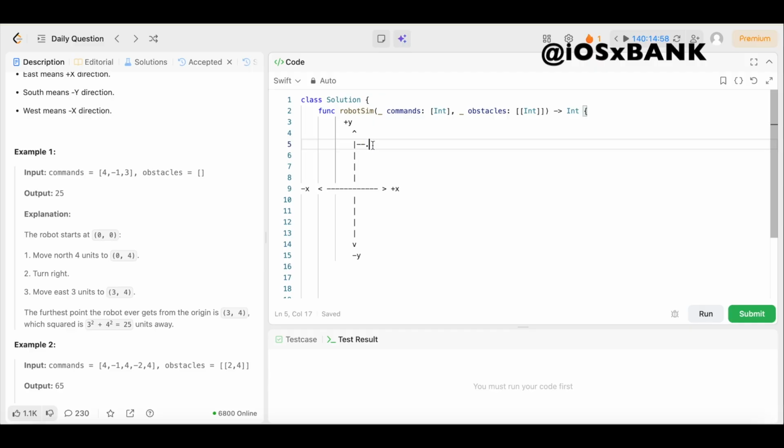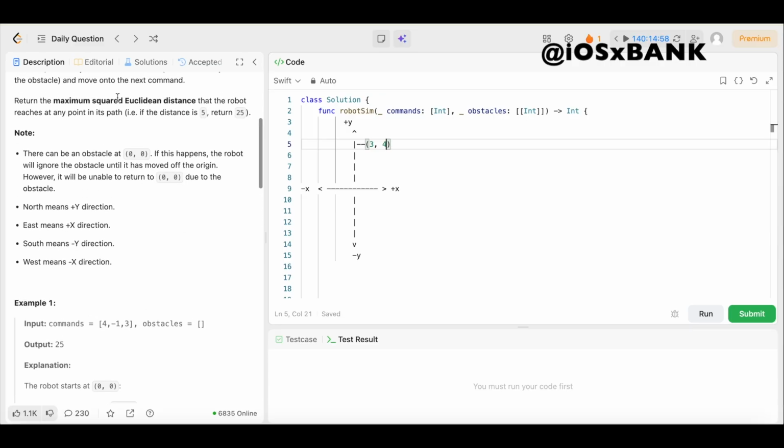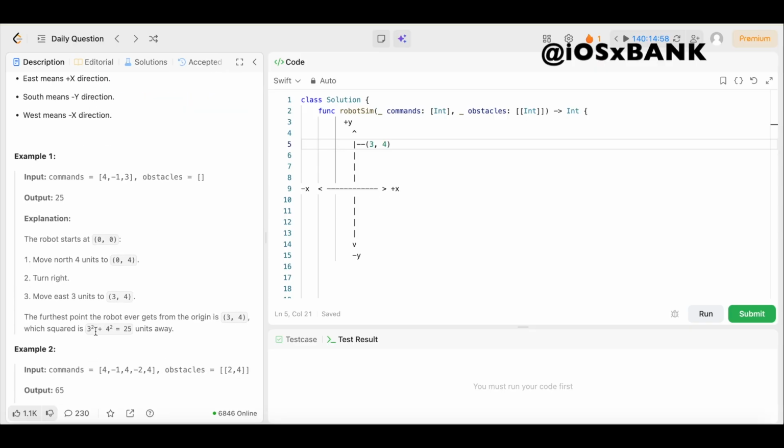Once we landed right here, as you can see, there are no more commands. All the commands are done. So this right here would be the furthest point we could get, which is at 3, 4. Then we want the maximum squared Euclidean distance. So 3 squared gives us 9. 4 squared gives us 16. 9 plus 16 equals 25, so it's 25 units away, and that is how we got our output of 25.